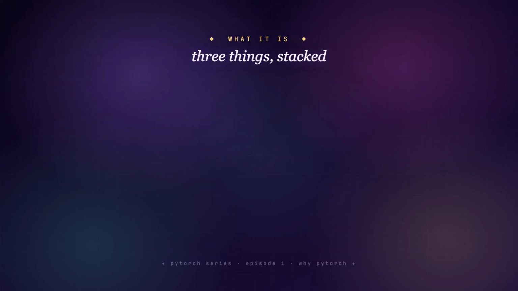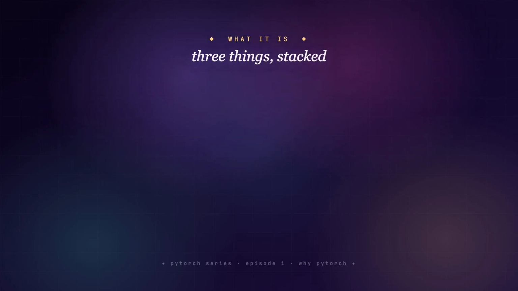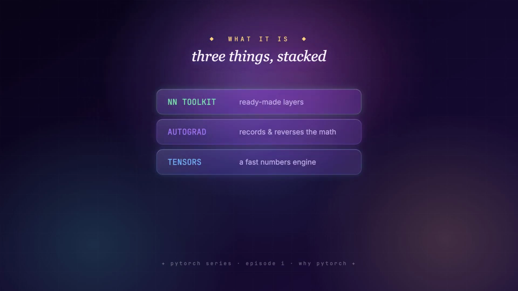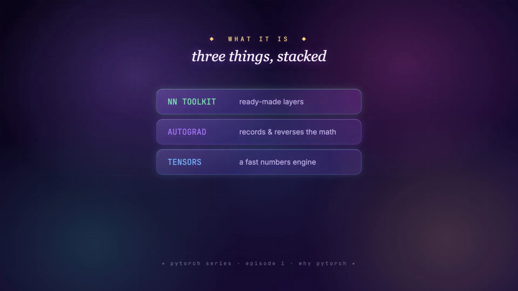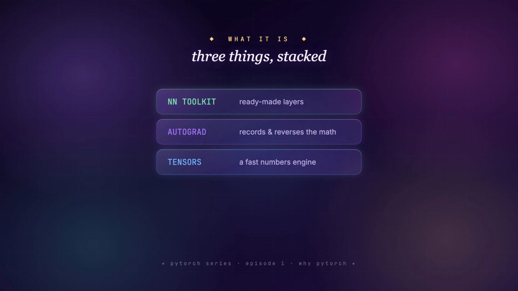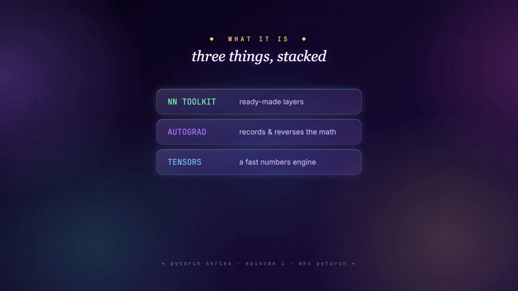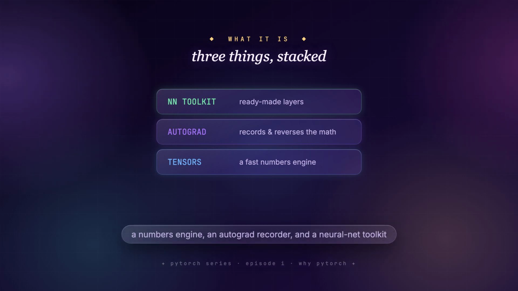So what is PyTorch? Strip away the hype and it's three things stacked on top of each other. 1. A numbers engine. It holds and crunches arrays of numbers called tensors fast. 2. An Autograd recorder. It watches the math you do and remembers how to reverse it, which is how models learn. 3. A neural network toolkit. Ready-made layers so you're not building from scratch. Tensors, Autograd, a toolkit, that's the whole thing.